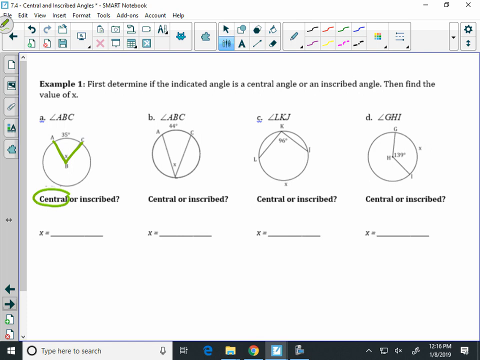We want to find x. Is x an arc or an angle? Is x representing an arc or an angle? Representing an angle. And we know it's central, so we know about the angle and the arc. They're the same. So if the arc is 35, and again the intercepted arc is what's in the mouth of the angle, right? If the arc is 35, that means the angle is going to be 35. So x is equal to 35 degrees.